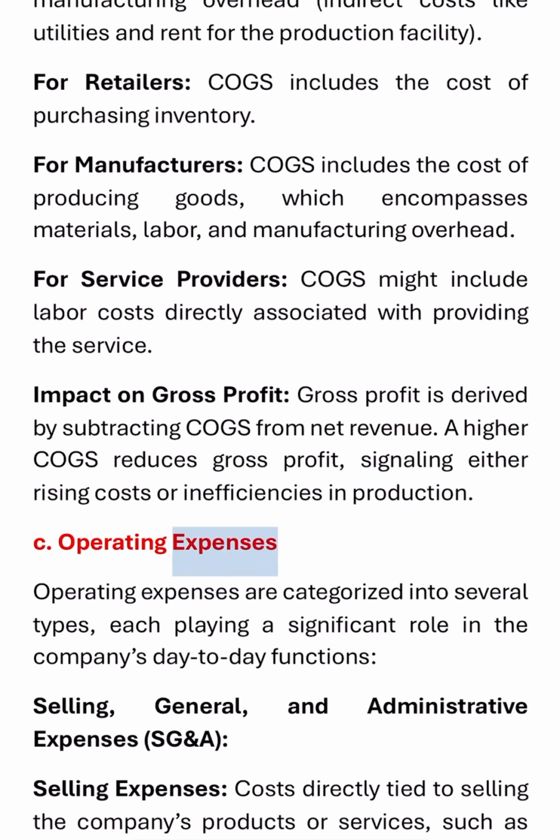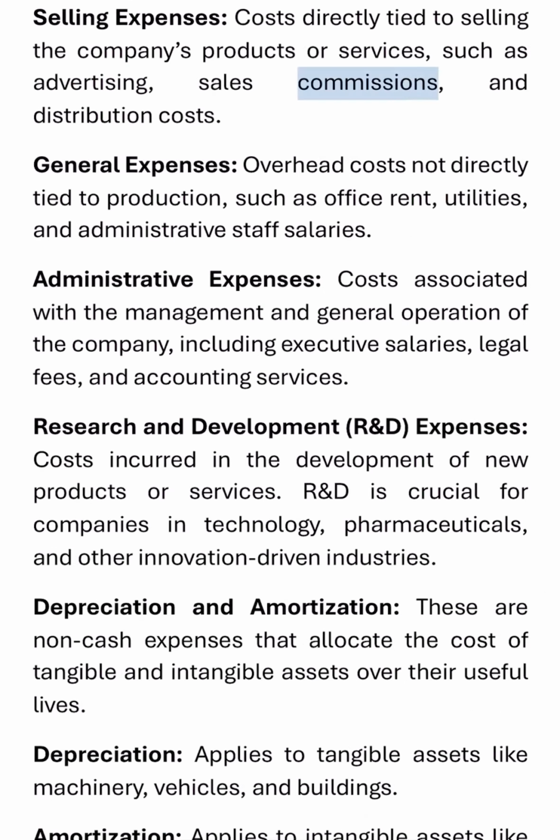C. Operating expenses. Operating expenses are categorized into several types, each playing a significant role in the company's day-to-day functions. Selling, general, and administrative expenses, SG&A. Selling expenses, costs directly tied to selling the company's products or services, such as advertising, sales commissions, and distribution costs. General expenses, overhead costs not directly tied to production, such as office rent, utilities, and administrative staff salaries.